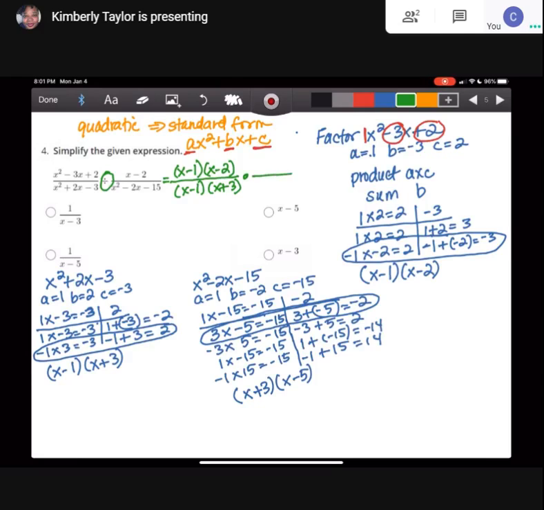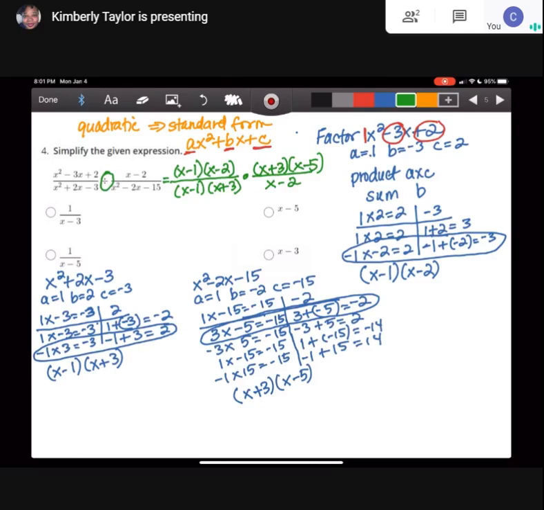flip the fraction. So now this x minus 2 is going to go on the bottom, and up top is going to be the factored form of x squared minus 2x minus 15. And so that translates into x plus 3, x minus 5. So now you can cross out some of your factors.